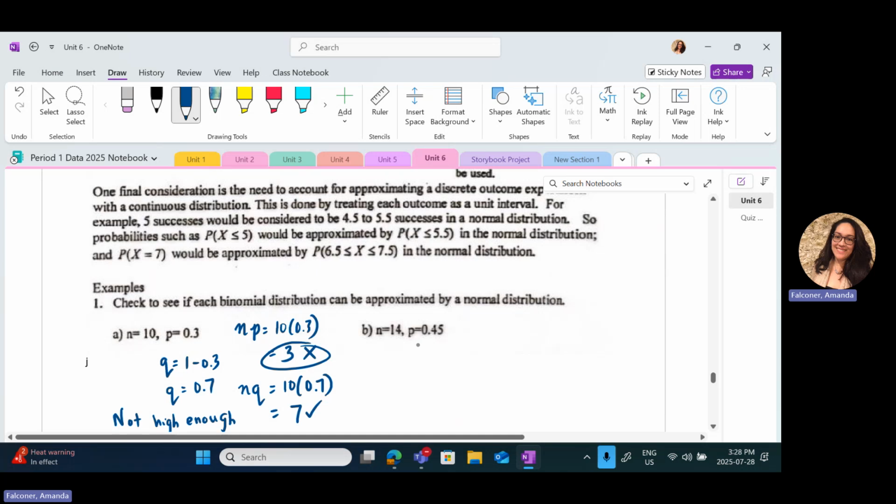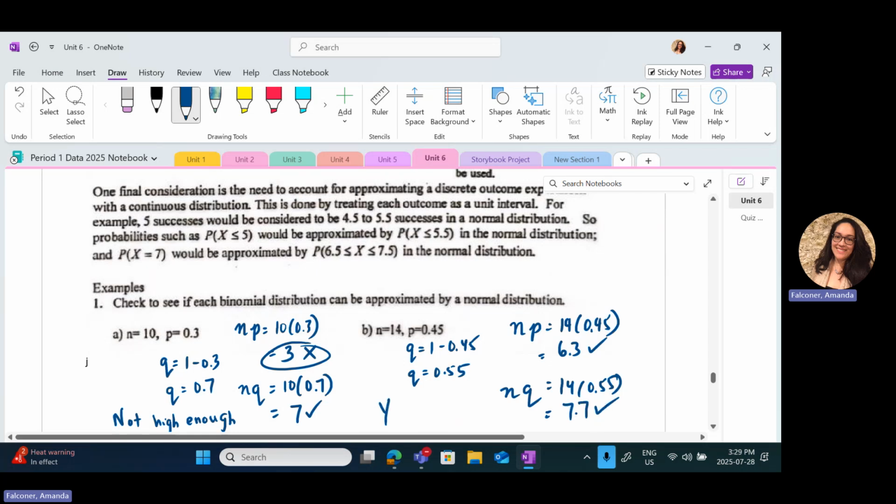And then on the second one, right, q would be 1 take away 0.45, which is 0.55, and then I'll just go on to the side and go n times p is 14 times 0.45. So what's that? 14 times 0.45, that's 6.3. That's good to go. And then n times q, that's 14 times 0.55, which is 7.7. That's also at least 5. So yes, we can use it in this scenario.